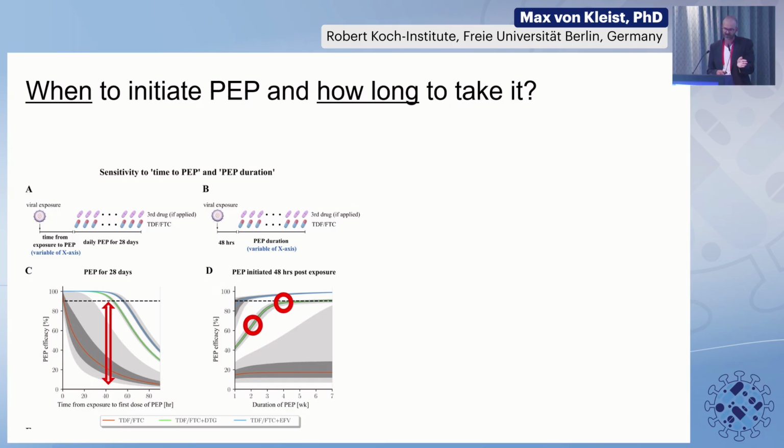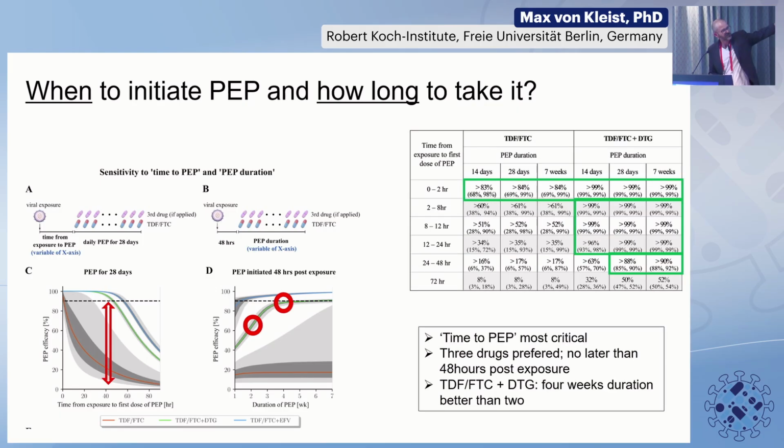The second thing that you can do is, of course, you can fix the time from exposure to starting PEP, and then investigate how long do I have to take PEP. So is it 2 weeks or 4 weeks? And here you can see definitely that there's a big difference for this triple drug combination that includes dolutegravir if you take it 2 weeks instead of 4 weeks. So 4 weeks is definitely indicated. And of course, you can do all kinds of parameter sweeps with this. This runs fast, and you can find your sweet spot in terms of this delay and duration.